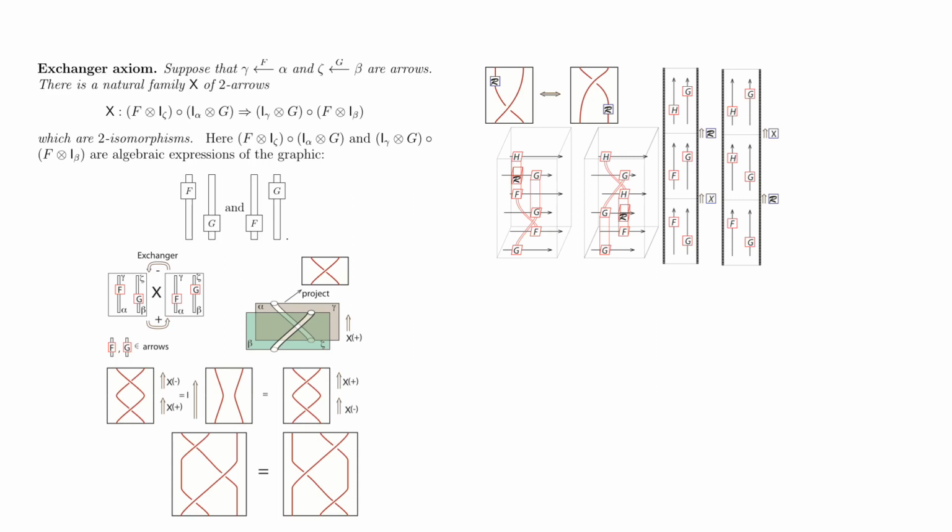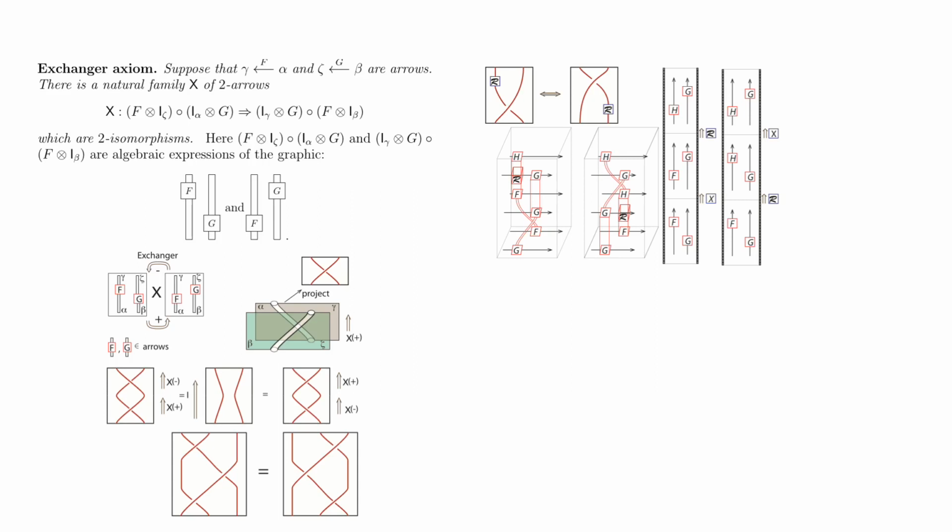The exchanger is expressed algebraically on the upper left side of this slide, and then it's expressed diagrammatically in a couple of forms. So we exchange the heights of F and G, and when we exchange the heights of F and G, we consider that black box G and the black box X to exchange one in front of the other. There's an inverse exchanger, and the exchanger satisfies a naturality axiom.